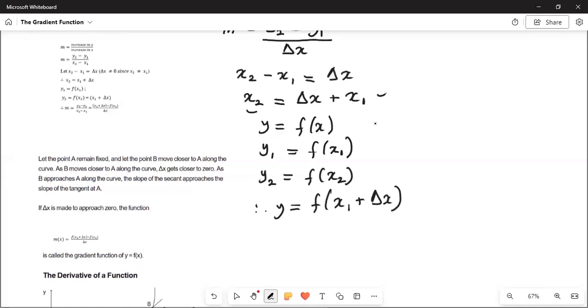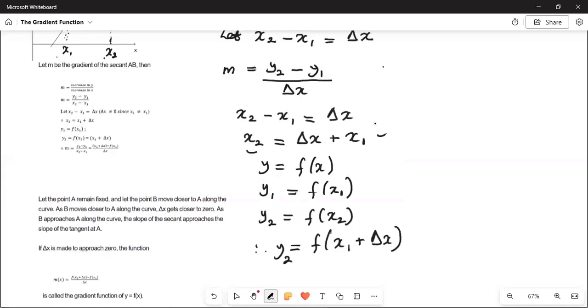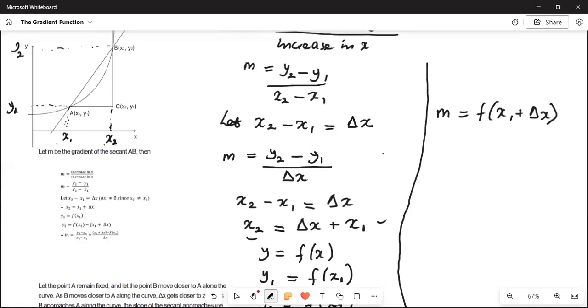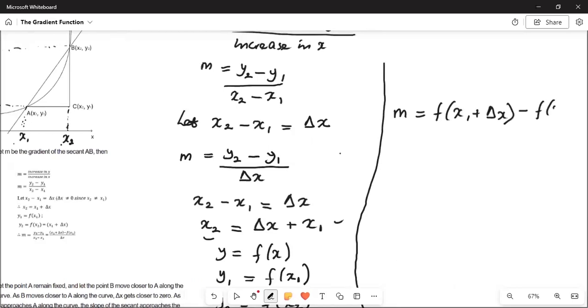Now, back to the gradient, which is m equal to y2 minus y1 over delta x. We found the value of y2 and the value of y1. So the gradient now becomes f of x1 plus delta x, which is y2, minus f of x1, over delta x. That is another definition of the gradient of this function.